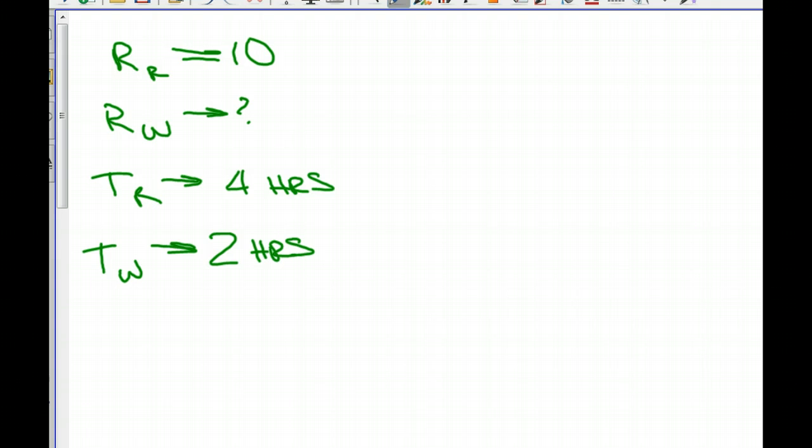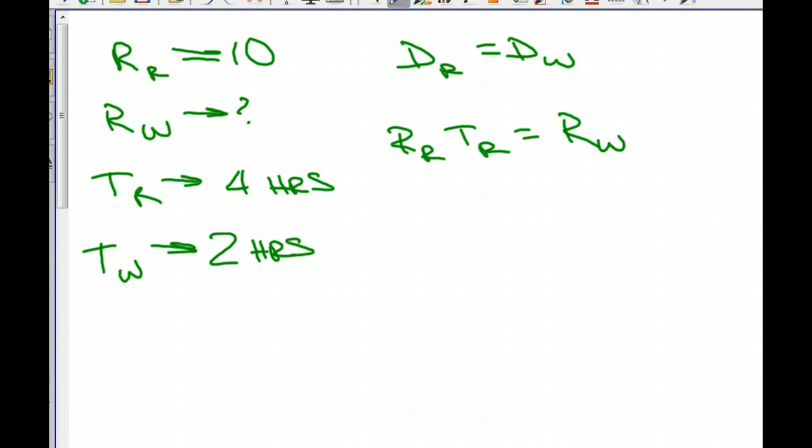Okay. Was their distance the same? Yeah, they started from the same place. One just started before the other one did. So the distance of the rabbit is equal to the distance of the wolf. So the speed of the rabbit times the time of the rabbit equals the speed of the wolf times the time of the wolf. Plug in your numbers and find out how fast the wolf was running.